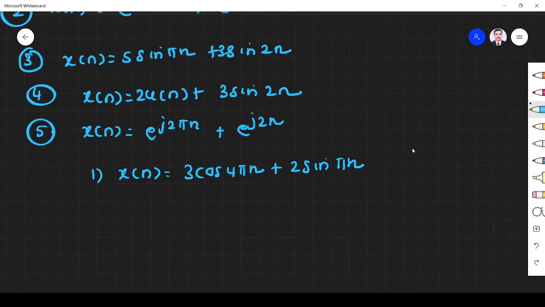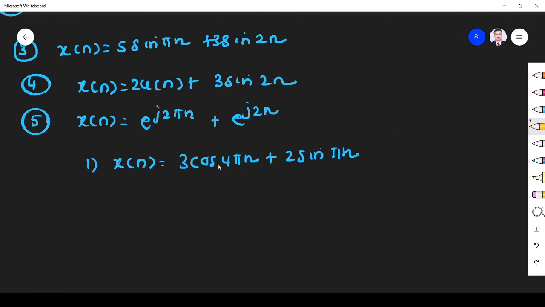This is a composite signal, composed of two signals, x1 of n and x2 of n. In order to find the periodicity of x of n, we have to ensure that this is periodic, and this is also periodic, then only the signal x of n is periodic. In continuous time we don't mind about that. We find t1 and t2, and if t1 by t2 is rational, we say it is periodic. In discrete time domain, we have to ensure that each is periodic. If one is not periodic, the total signal is aperiodic.